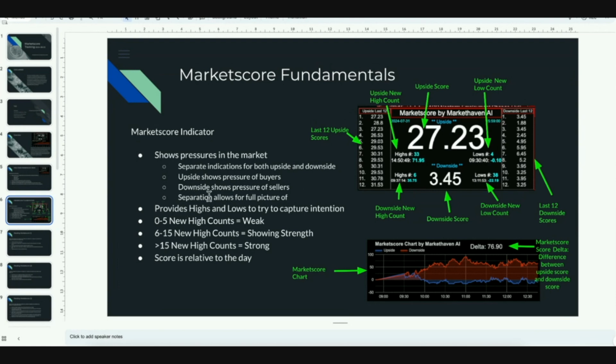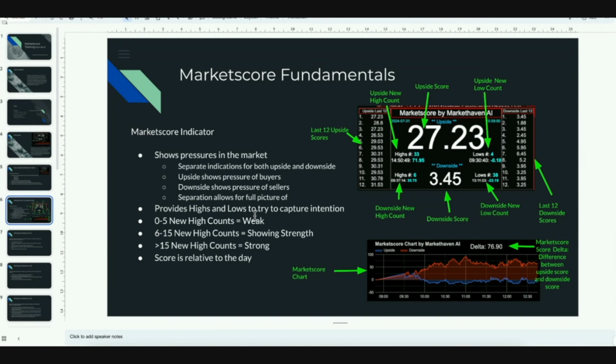The separation of them allows for a full picture. It provides new highs and new lows to capture intention. Now, this is tricky. Intention, and I use this word more as a reference rather than an actual English definition of it, meaning it may not always show what the market is trying to do, but it shows what the pressures are showing that it's trying to do. And I'll get into that in a little bit.